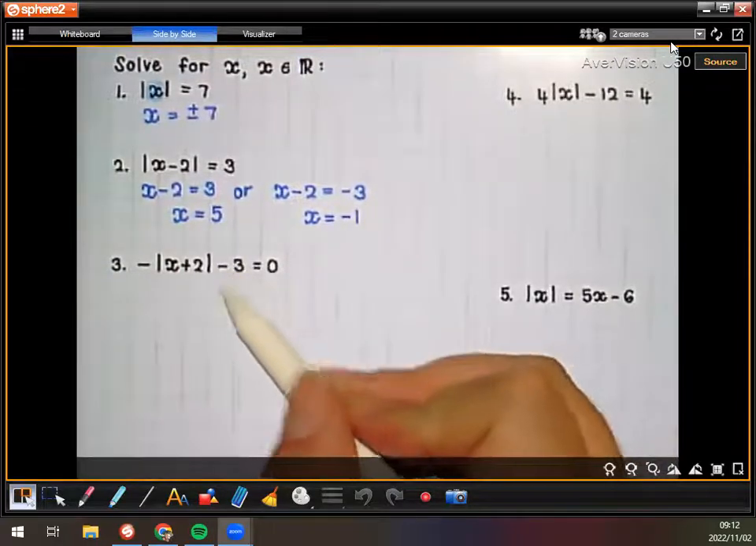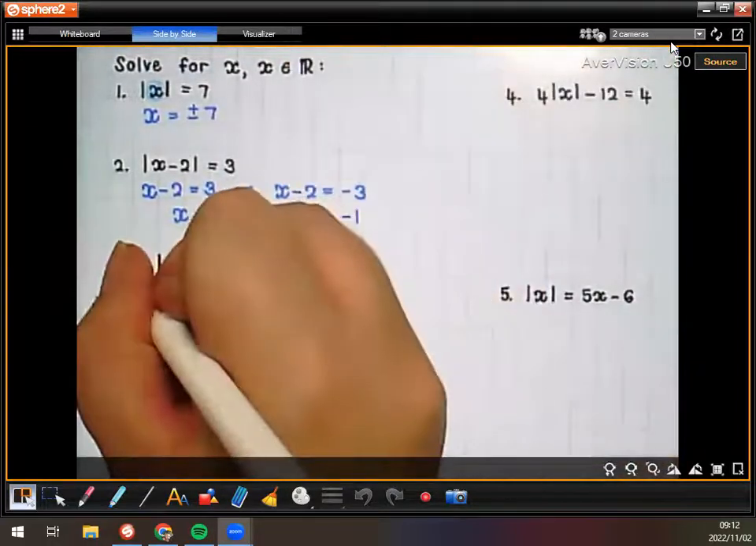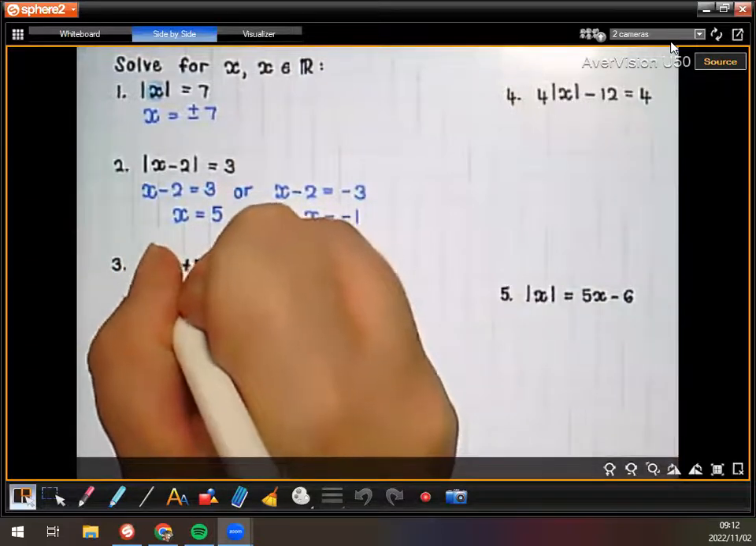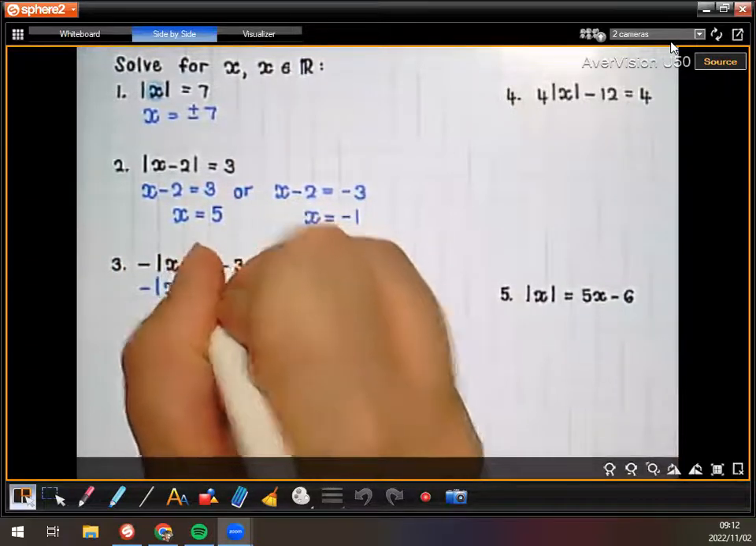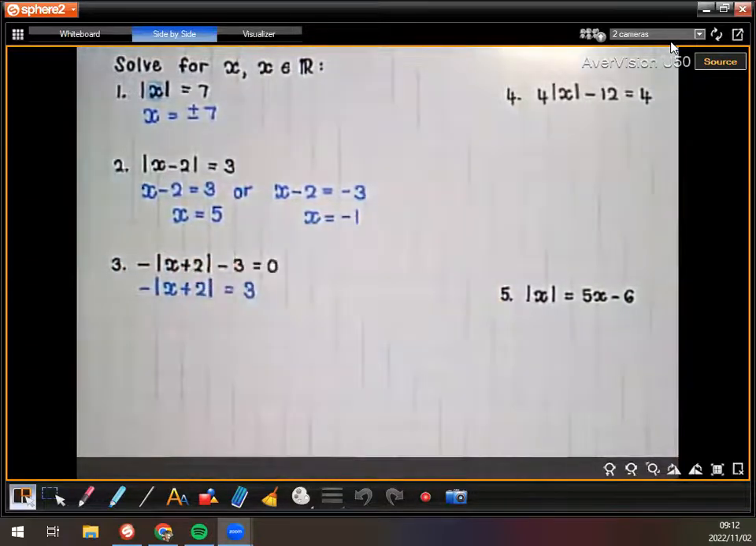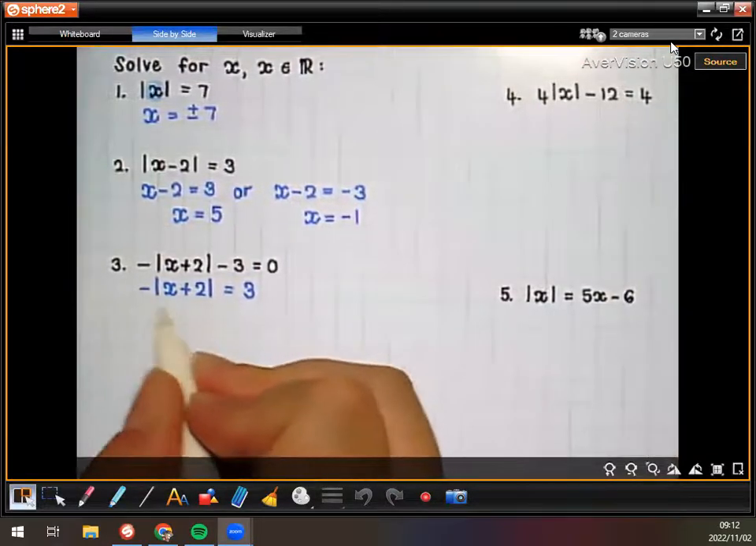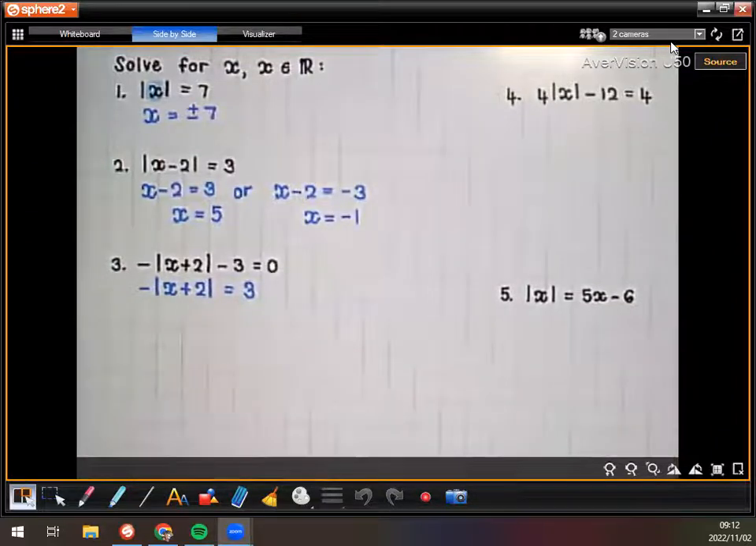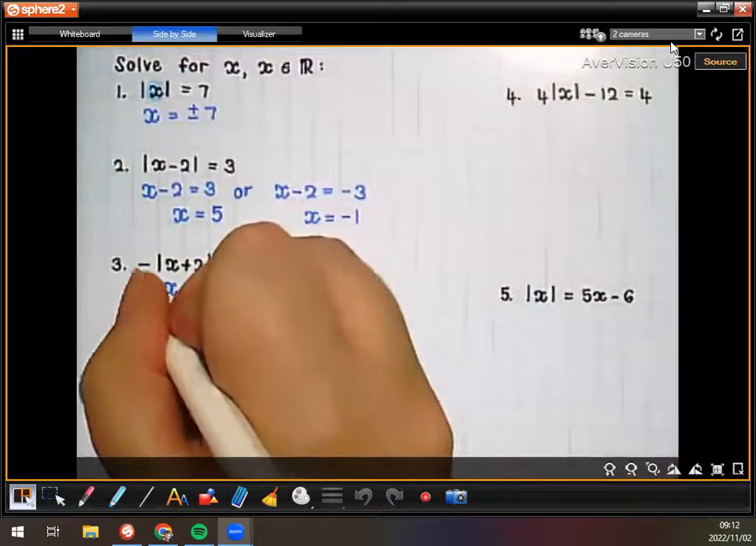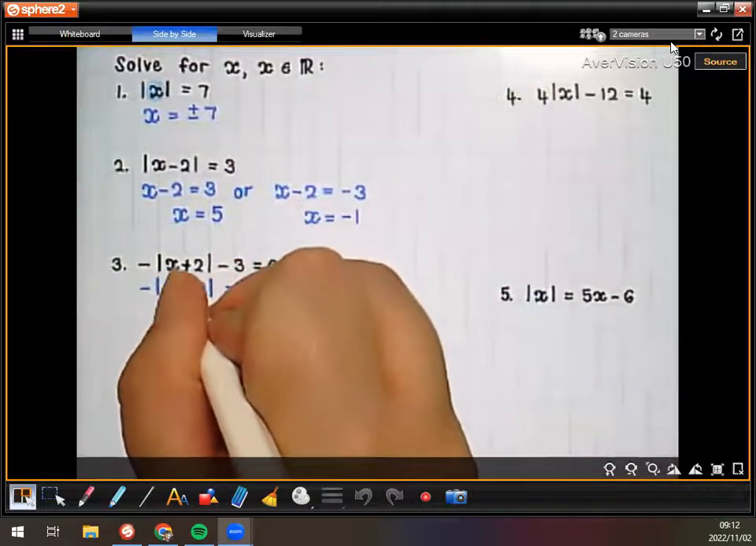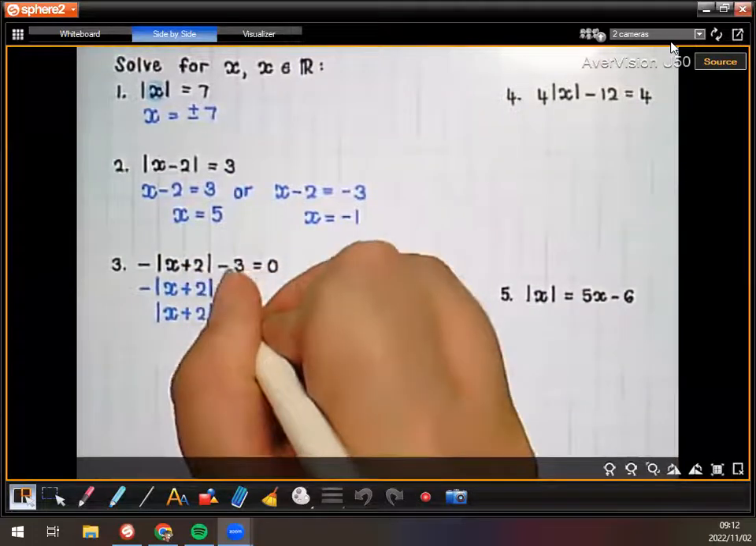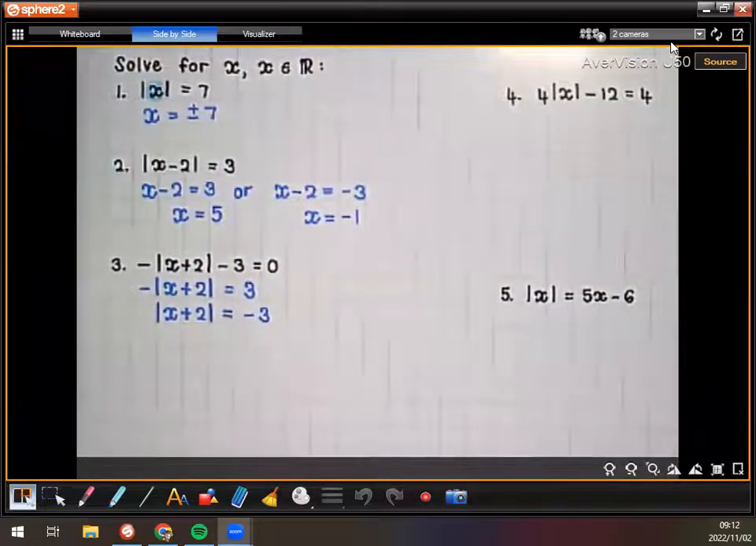So first I'm going to move this negative 3 over to the other side. I'm going to have my negative absolute value of x plus 2 equal to 3. And then I also want to get rid of this negative 1 that is in front of the absolute value. What am I going to do with that negative 1? I'm going to divide. So I'm going to say the absolute value of x plus 2 is equal to negative 3.